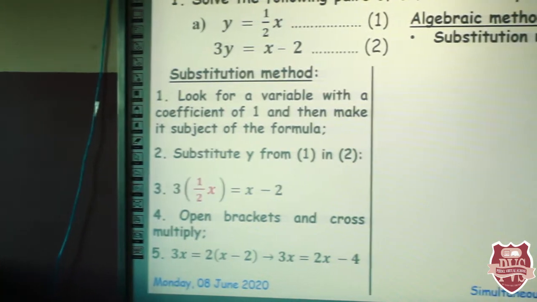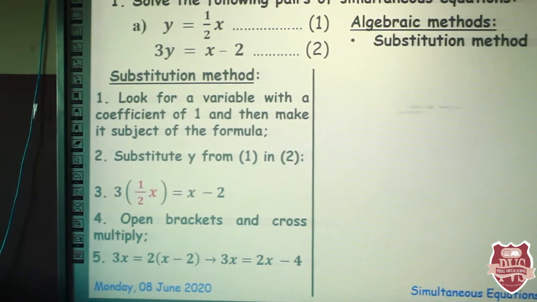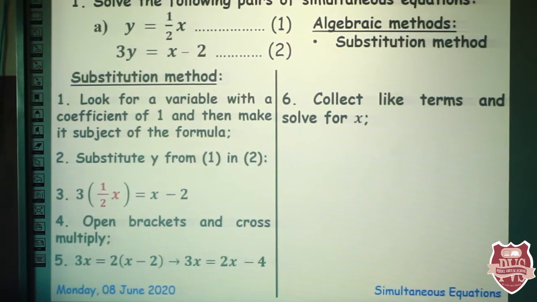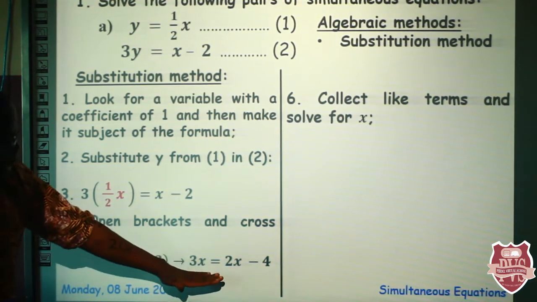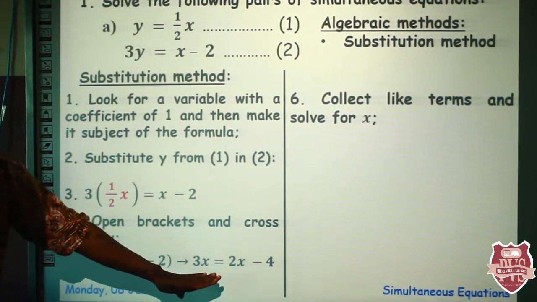Alright, so let's move on to the next step, slowly but surely. So now you collect like terms and then you solve for x. So far we now have just one unknown, which is x.